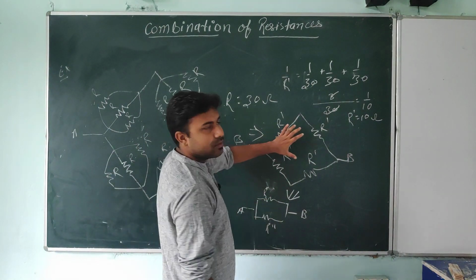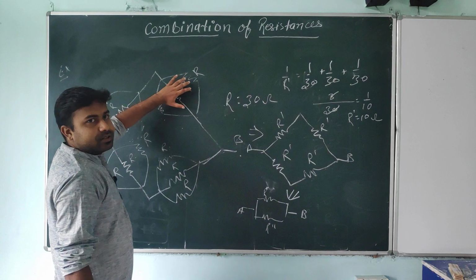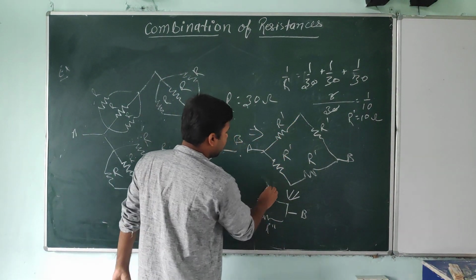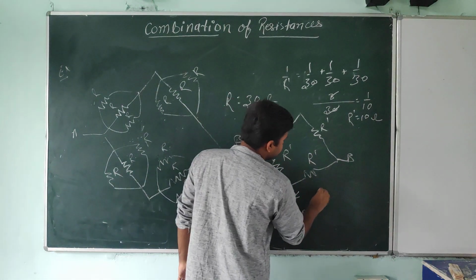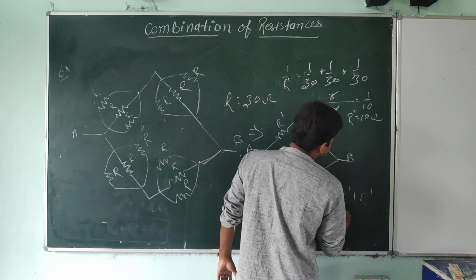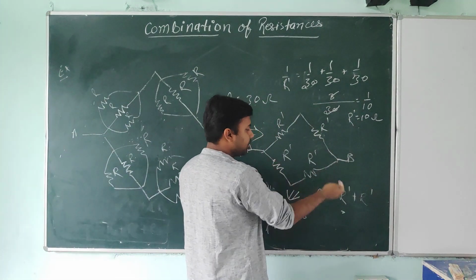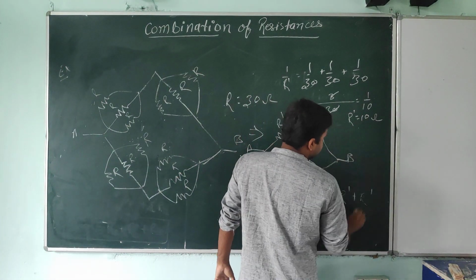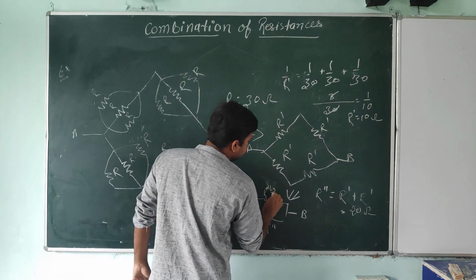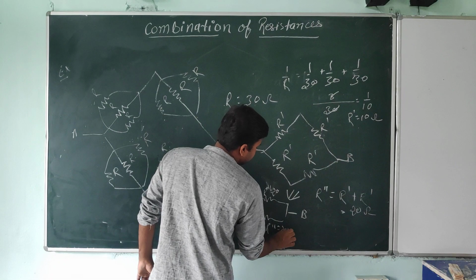In the first step we reduced this complex part. Now these two are in series, we are replacing them with R double dash. So the value of R double dash is R dash plus R dash, because these two resistors are in series, we are applying the series formula. We got 10 plus 10 is 20 ohm. So R double dash is 20 ohm, and here 20 ohm.